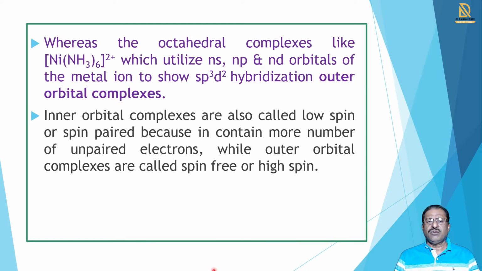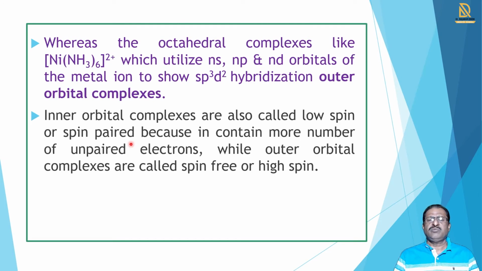These inner orbital complexes, which utilize d2sp3 hybridization, are also called low spin complexes, or spin paired complexes. In these inner orbital complexes, when there is formation of d2sp3 hybridization, the number of unpaired electrons is less, so that is called low spin. In this case maximum electrons become paired, so that is also called spin paired complexes.